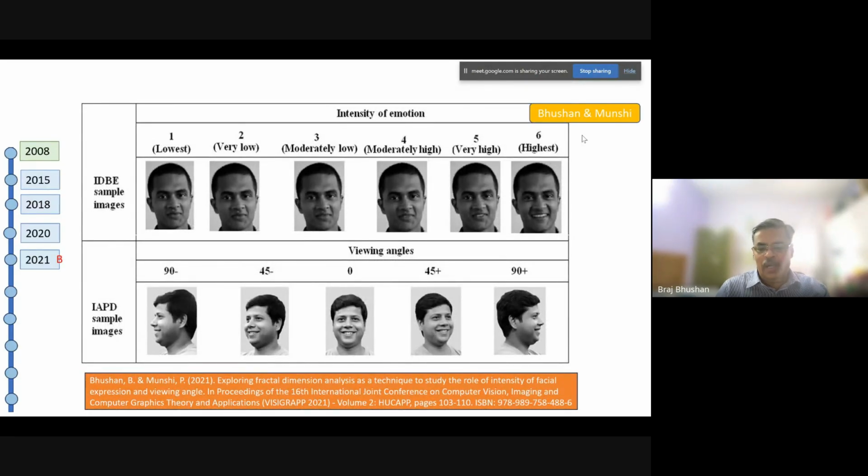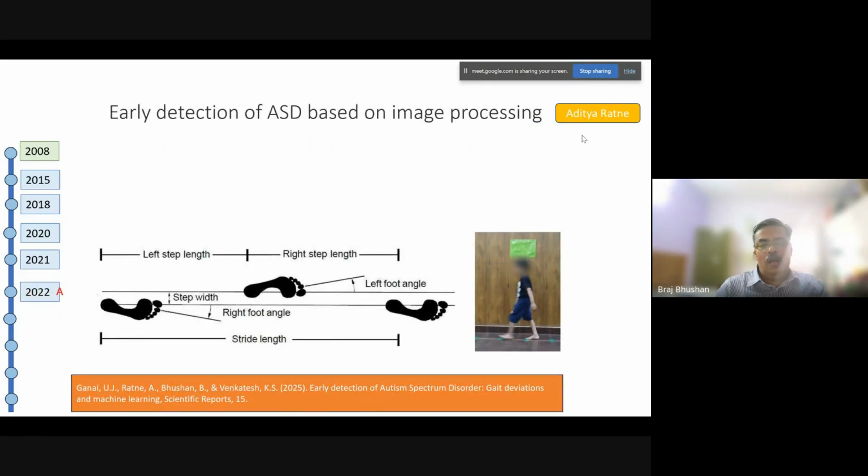So we were looking at these kinds of things, the variable intensity, and we even went ahead with interpreting the configurational changes that appear as and when there is a change in the intensity of different kinds of facial expressions. And this was done using the mathematical model of fractal dimension analysis. This work is still going on in a much more refined fashion, I would say.